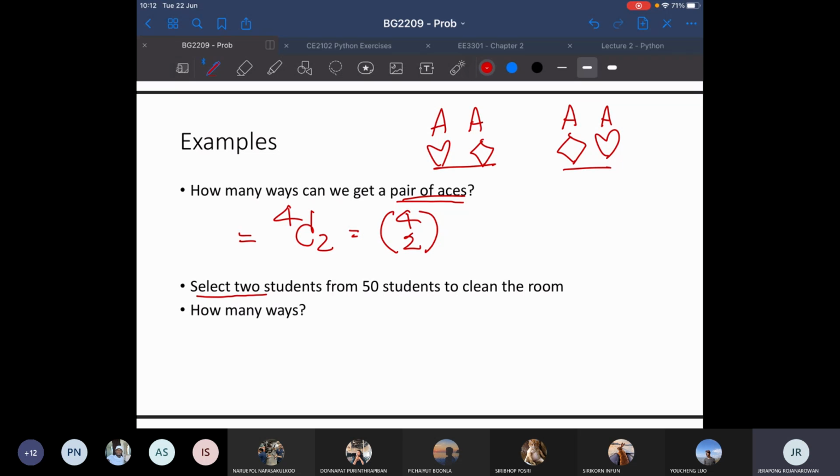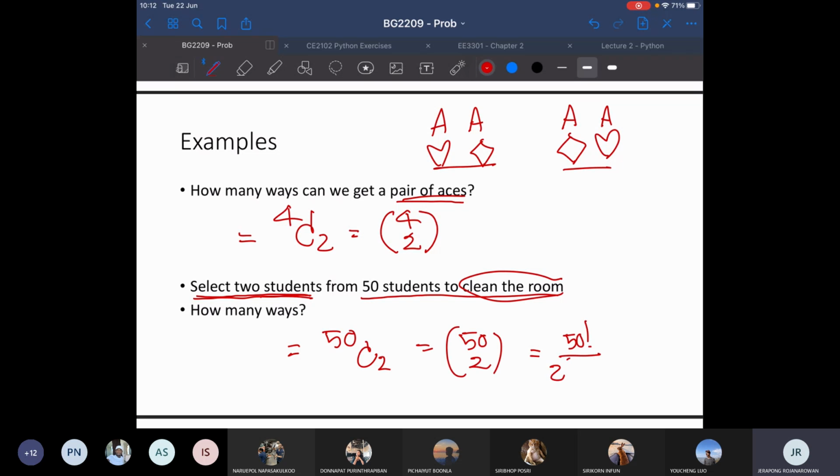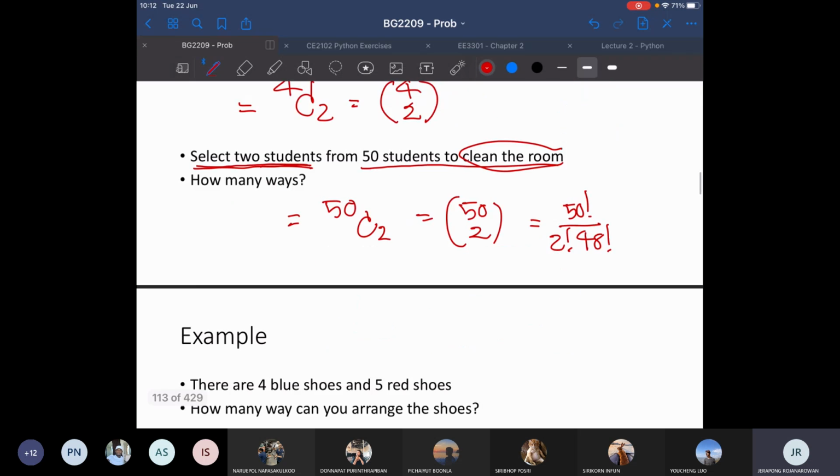Now I'm selecting two students from 50 students to clean the room. I pick John and Jim, or Jim and John, it doesn't matter because they're going to clean the room, no specific ways. So in this case it's going to be 50C2, or 50 choose 2. 50 choose 2 is 50 factorial over 2 factorial and 48 factorial. That's nCr.